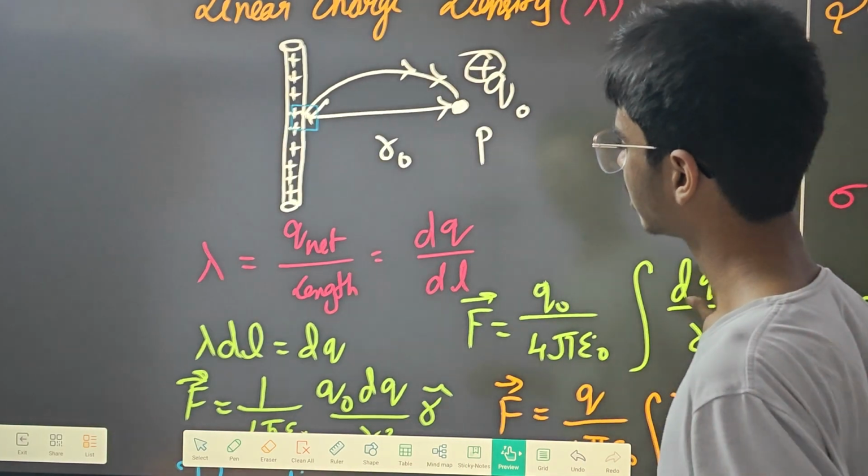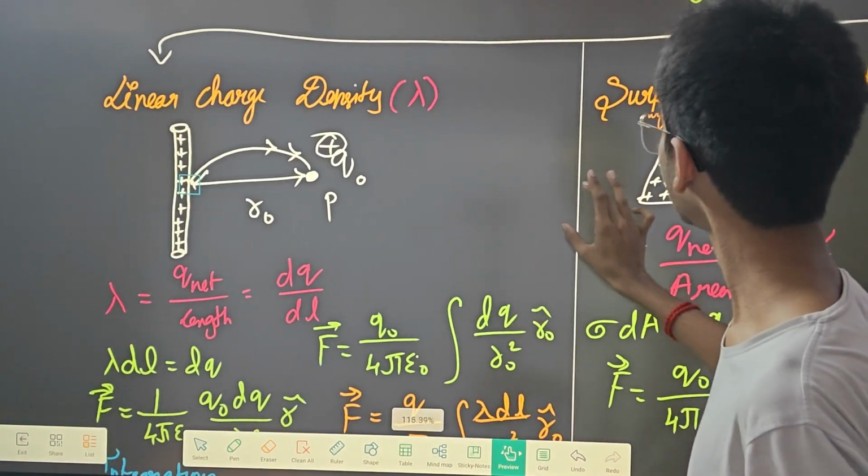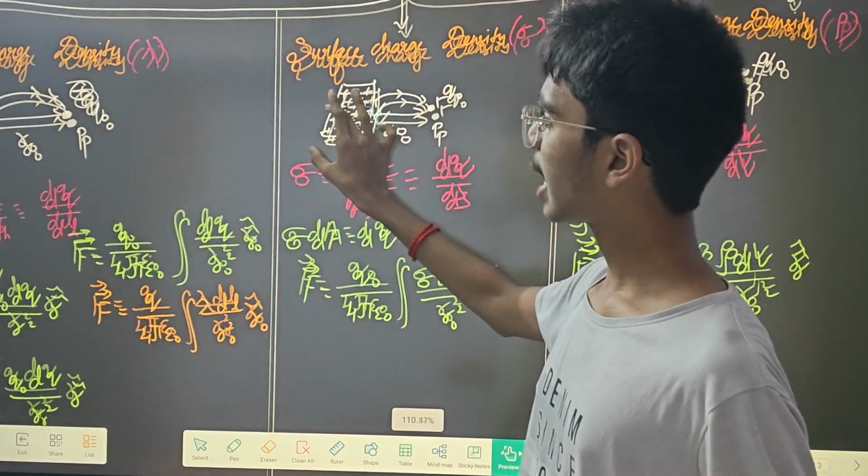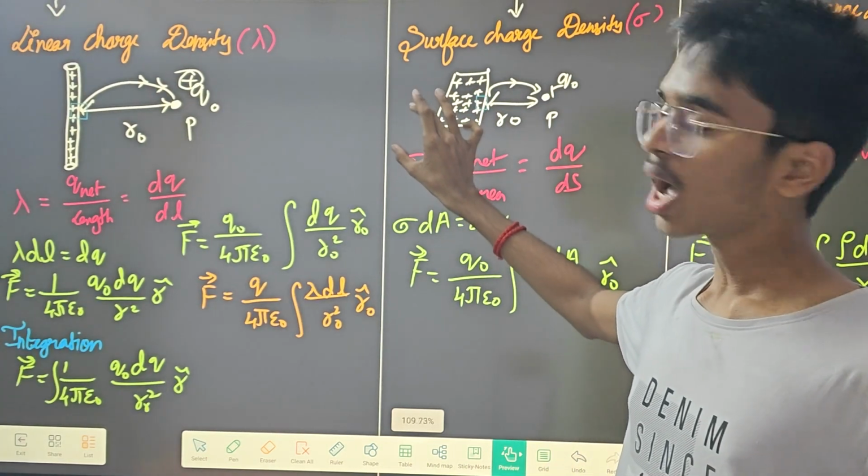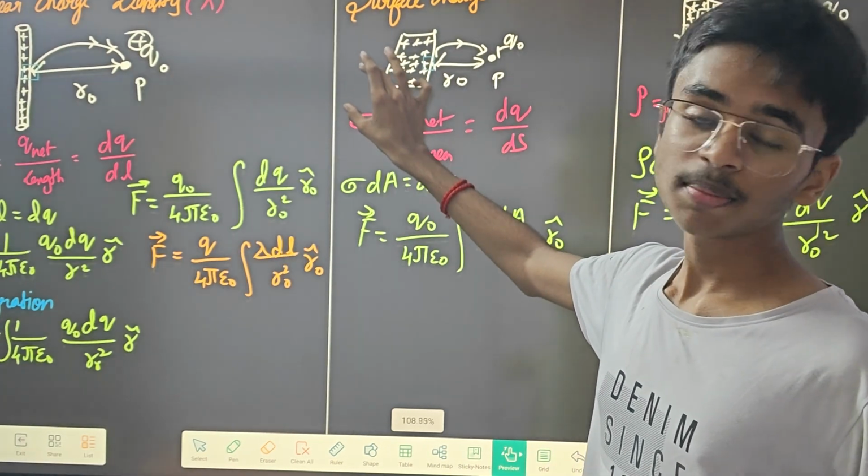These densities are represented with three different symbols. For linear charge density, it will be lambda. For surface charge density, it will be sigma. For volumetric charge density, it will be rho.